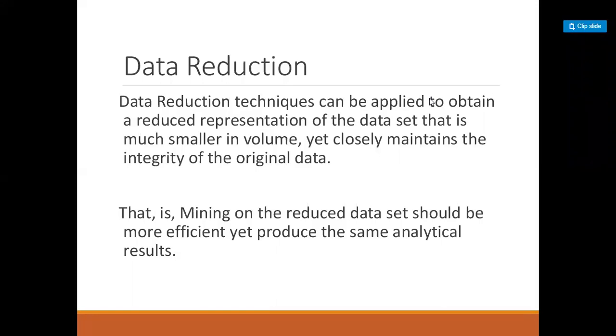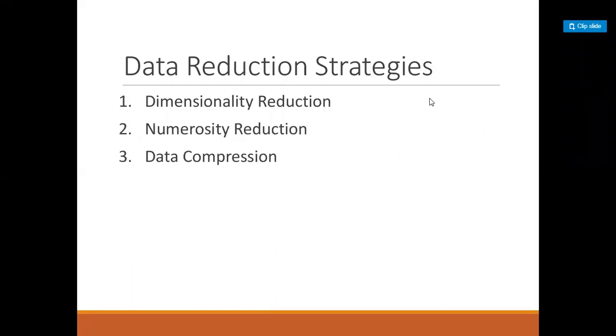For performing data reduction, there are three techniques that are used. First one, dimensionality reduction. Second one, numerosity reduction. And third one is data compression. In dimensionality reduction, we reduce the number of attributes, or we select certain attributes which are considered as representative attributes or prime attributes. Out of the given n number of attributes, we select a few that are considered representative or prime attributes. In numerosity reduction, we reduce the size of the data volume.